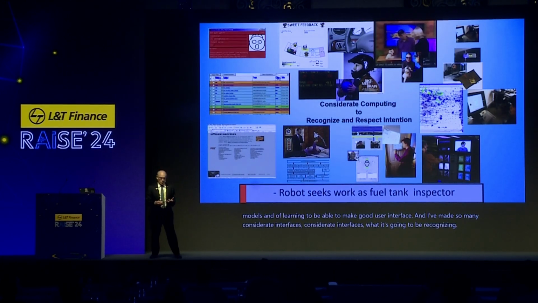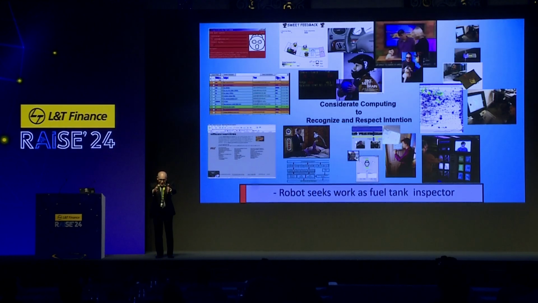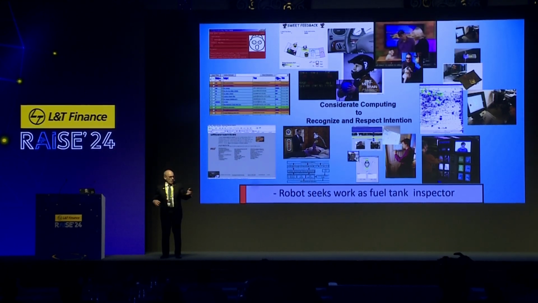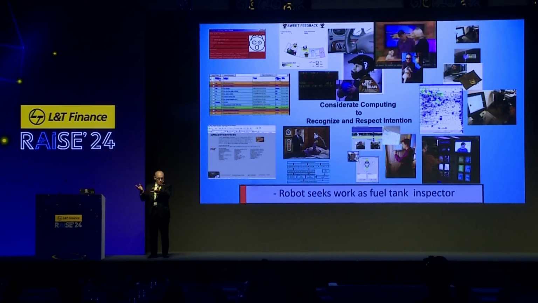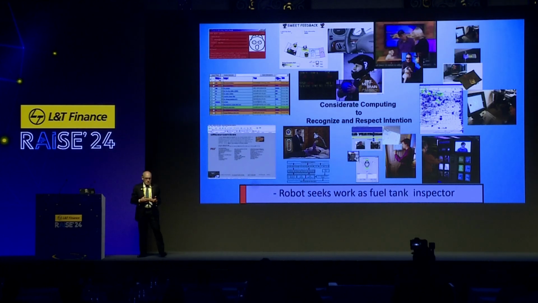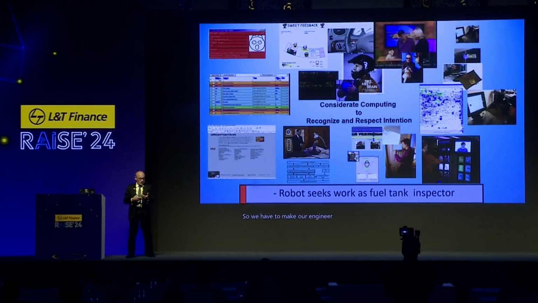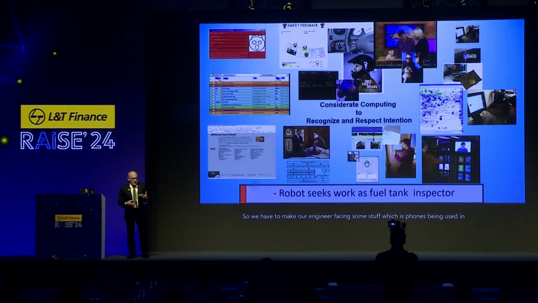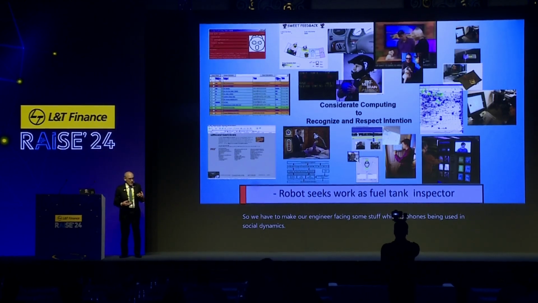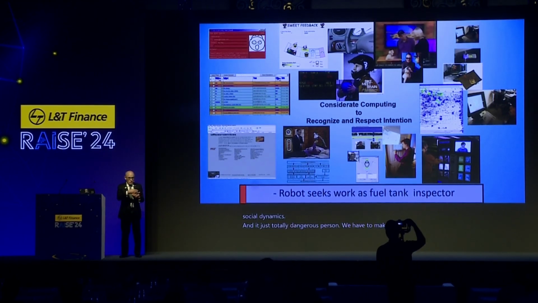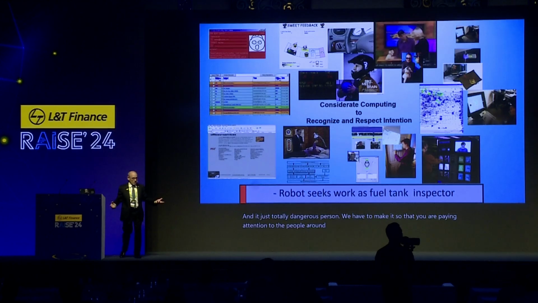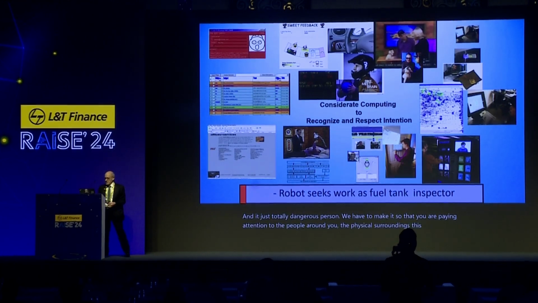For example, I wrote a book on peripheral interaction. Peripheral interaction is that for the last 80 years, the computer thinks you're the only thing talking to it. But actually, there's many things going on, and if you are not paying attention to other people, then you will make them angry. So we have to make our user interfaces, especially with these phones being used in social dynamics all the time, and in physically dangerous places, so that you are paying attention to the people around you, the physical surroundings. This is what peripheral interaction is.